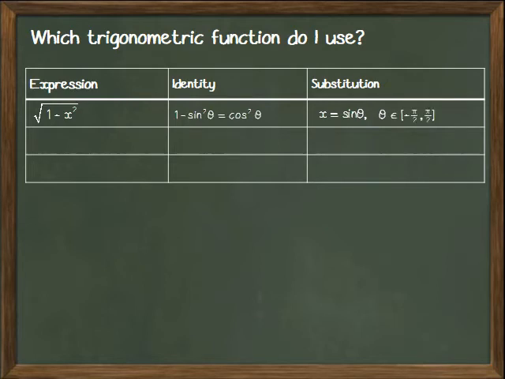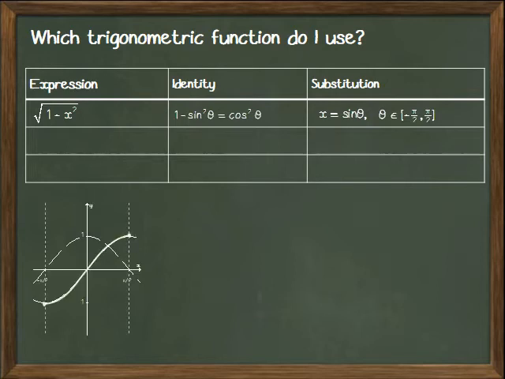We chose to restrict theta to the closed interval minus pi over 2 to pi over 2, based on the fact that sine theta is a one-to-one function on this interval, and the fact that cosine theta, which is the other function involved in the Pythagorean identity, is non-negative on this interval.